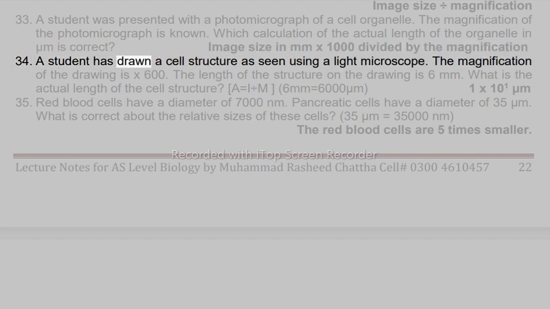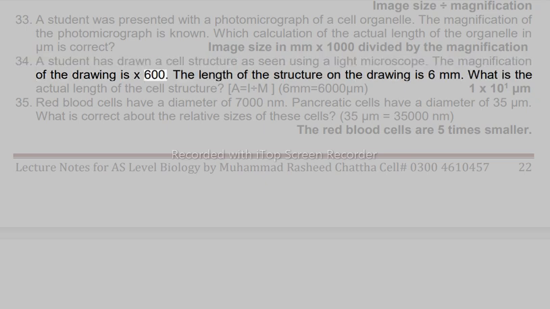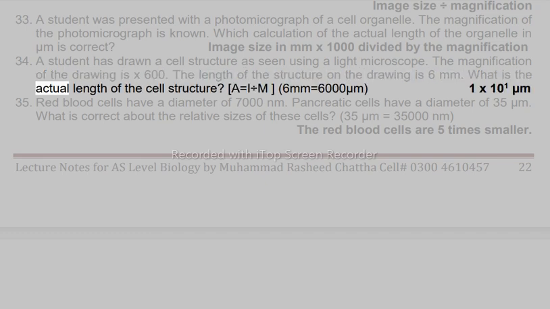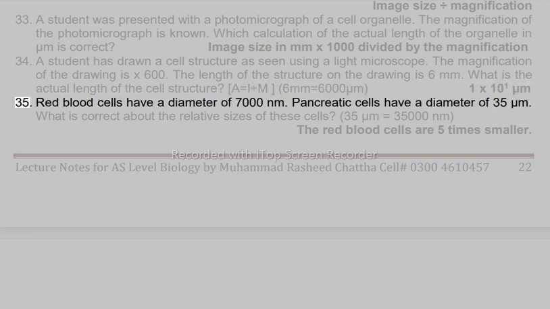34. A student has drawn a cell structure as seen using a light microscope. The magnification of the drawing is x600. The length of the structure on the drawing is 6 millimeters. What is the actual length of the cell structure? A equals I divided by M, 6 millimeters equals 6,000 micrometers, so the answer is 1 × 10^1 micrometers.